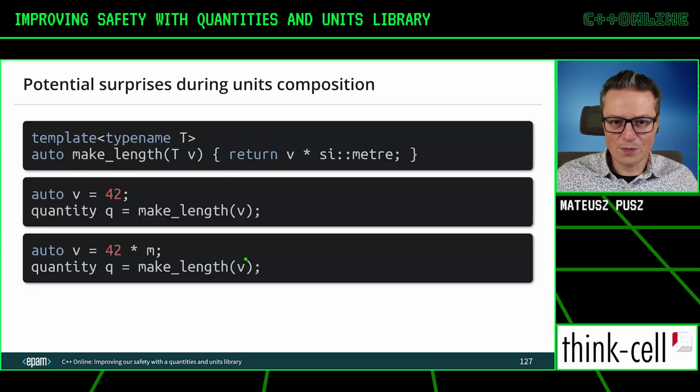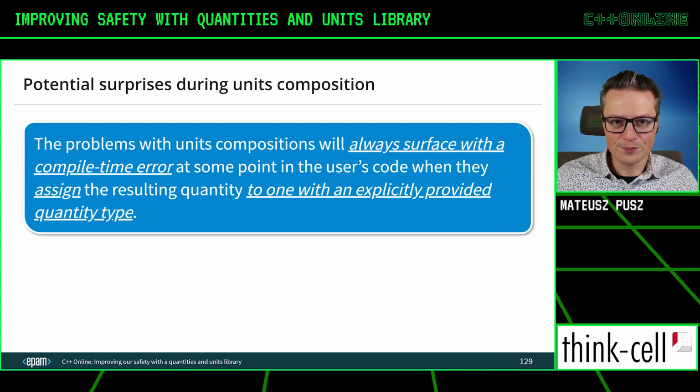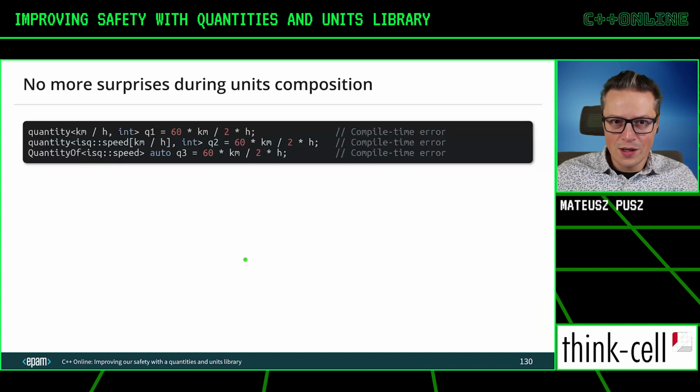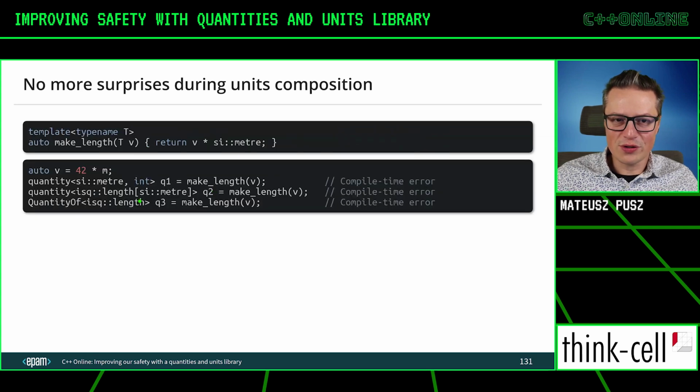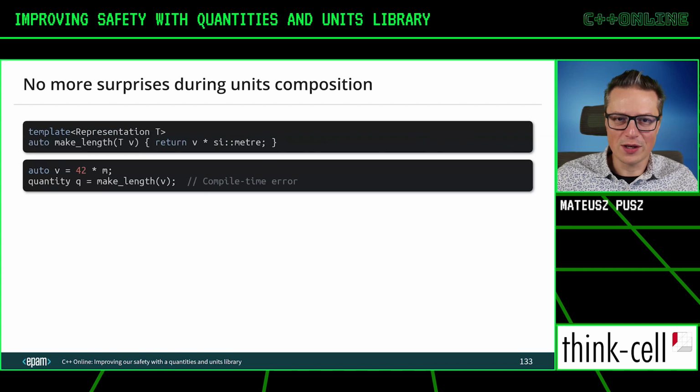And there are some other issues connected to this problem. But those will surface at some point anyway. If you are assigning to a strong type or to a concept, you will find out those errors anyway. So all of this will result in compile errors. So those are not that big issues. At some point, you will get this error anyway.